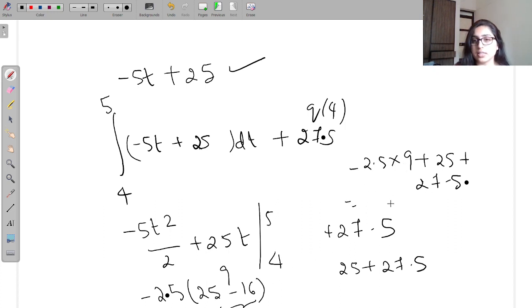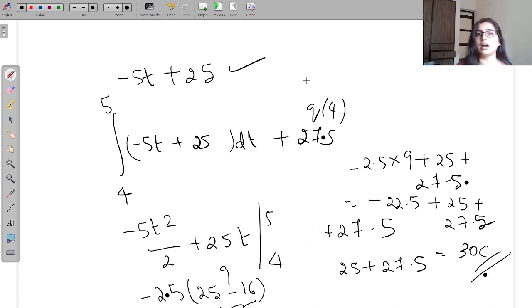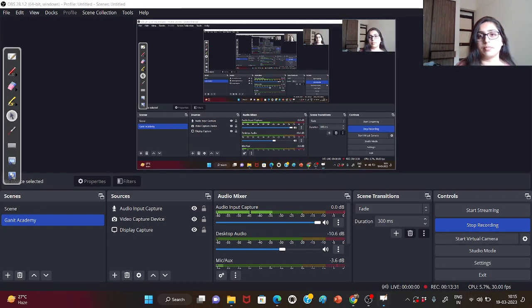So this is minus 22.5 plus 25 plus 27.5. Okay, so 30 coulombs is the answer. This is all about problem 1.9.